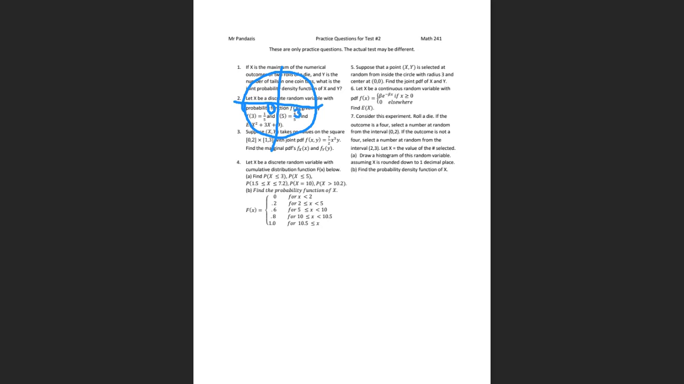So the joint PDF, this is the probability that x and y each take on particular values. This is just equal to 1 over the area of that circle, which is pi r squared, which is pi times 3 squared. It's 1 over 9 pi. Oh, that's it, Professor? Yep. That's it.